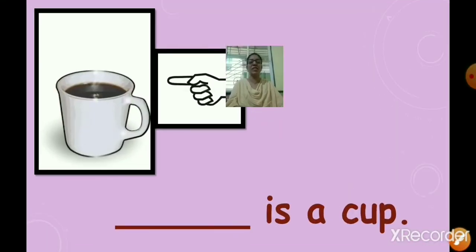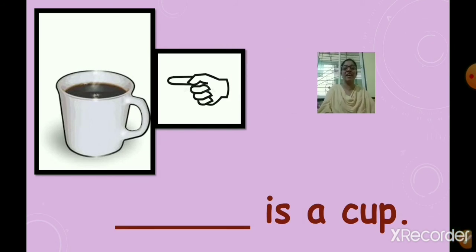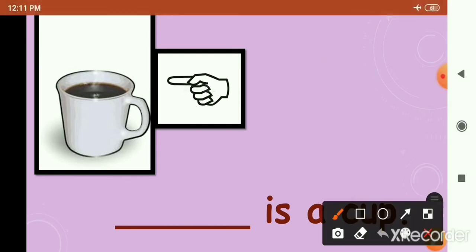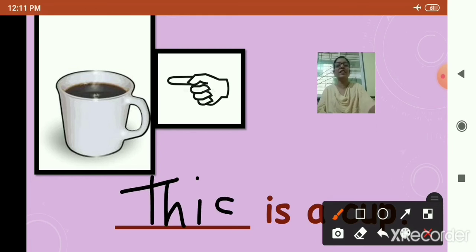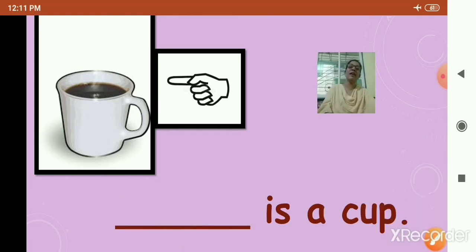One more question. Now, dash is a cup. Now see, where is the cup? Is it near to you or is it far away? Yes, it's far away. So what will you write here? Is it far away? No. Then it is near to you. So we'll write this is a cup. Why did we use this? Because the cup is near to you. So you have used this is a cup.